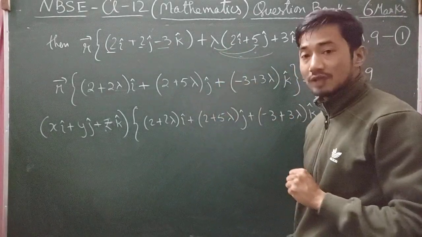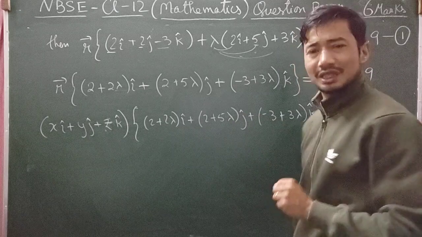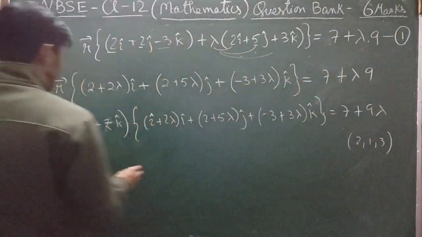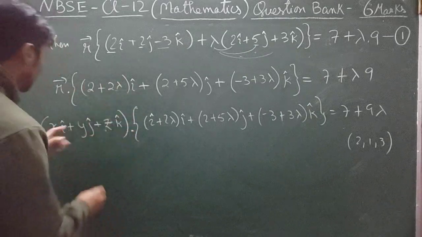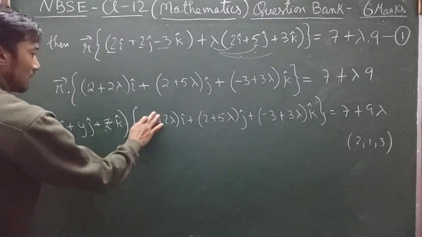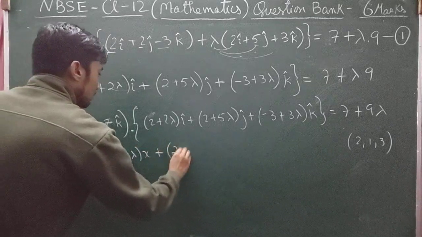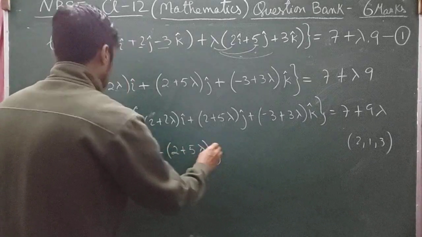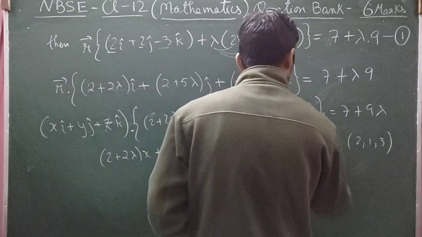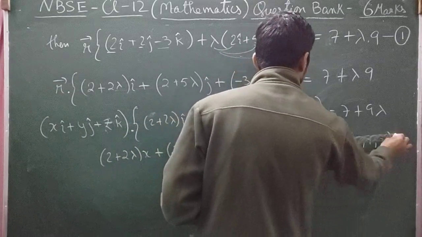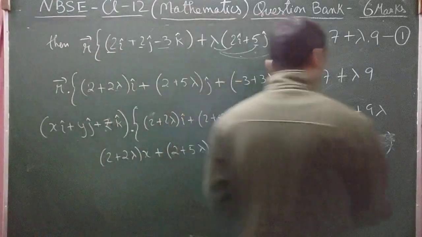So now we're going to find out the value of lambda, and for that another condition is given to you in the question. So that's why we are solving this a little bit. Now, dot product. Dot product of i, j, k, I guess you know. 2 plus 2 lambda x plus 2 plus 5 lambda y plus minus 3 plus 3 lambda z is equal to 7 plus 9 lambda. This we can mark as equation 2, not a big problem.